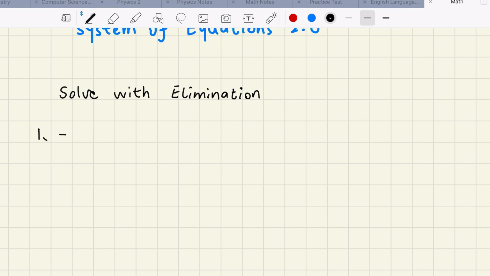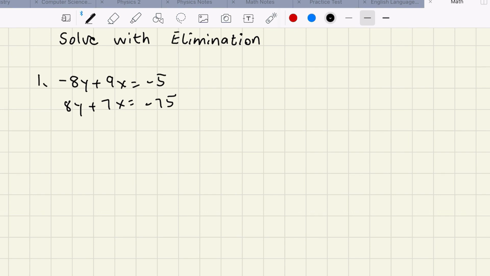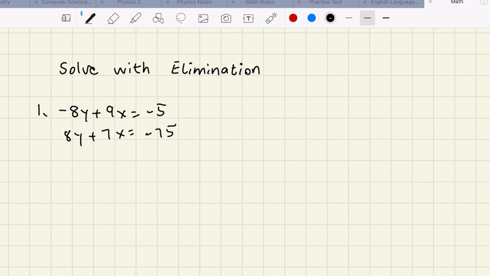So say negative 8y plus 9x equals negative 5 and 8y plus 7x equals negative 75. Now for this system, substitution would work, but it would be too complex because you would have to separate y or x, which is pretty hard because all of these variables have different coefficients and you will end up with fractions which are hard to deal with. So what you want to do here is you can see y and y. So here is negative 8y and 8y. So we can do something about that to eliminate that.